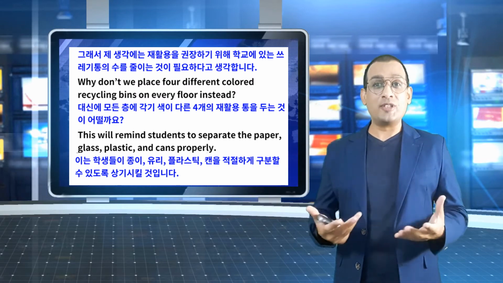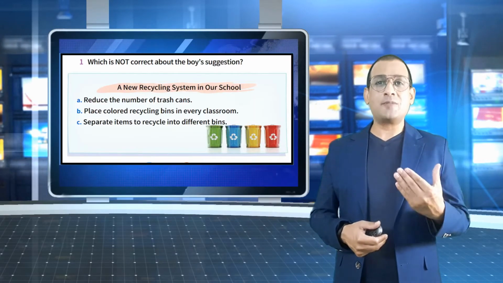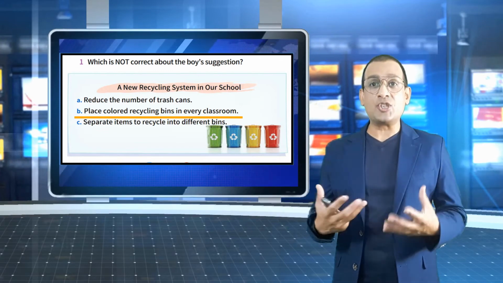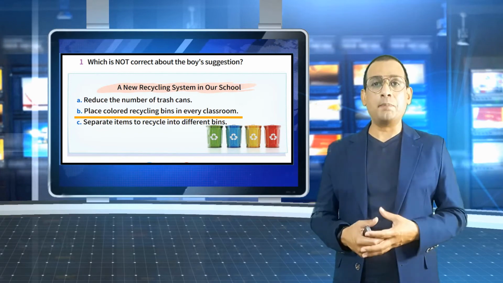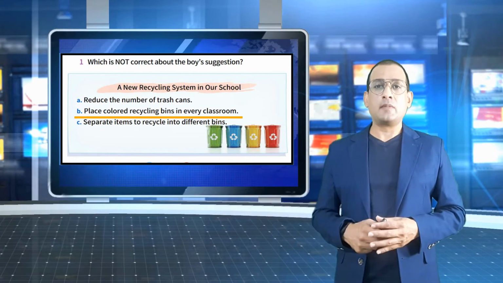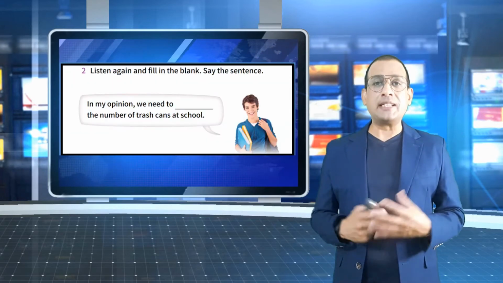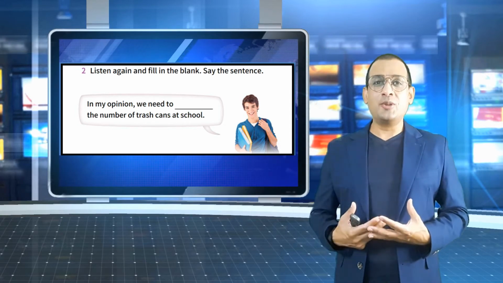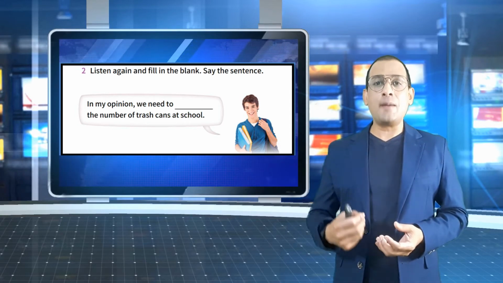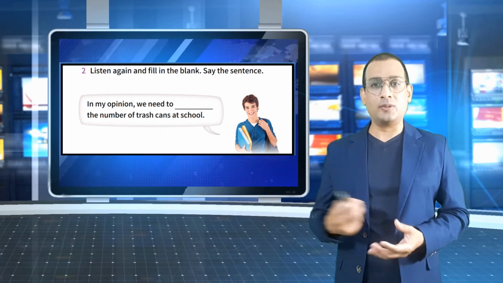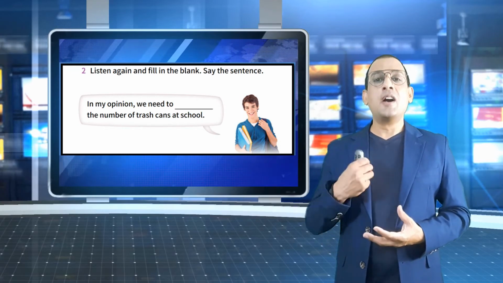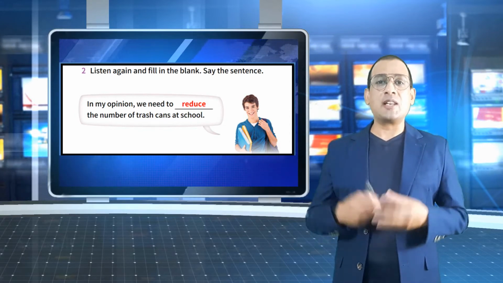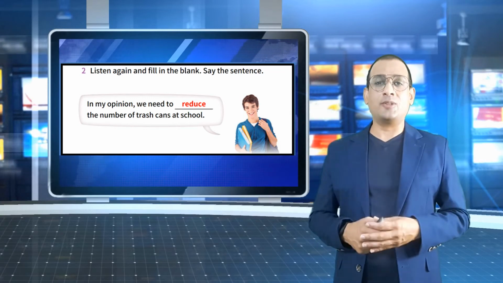Did you find which is incorrect? Yes, B is incorrect. We don't have to put so many bins in each classroom. He said, just put the bins on each floor. So let's read his statement again. He says, in my opinion, we need to blank the number of trash cans at school. What is the answer? Reduce. That's correct. We need to reduce the number of trash cans at school.